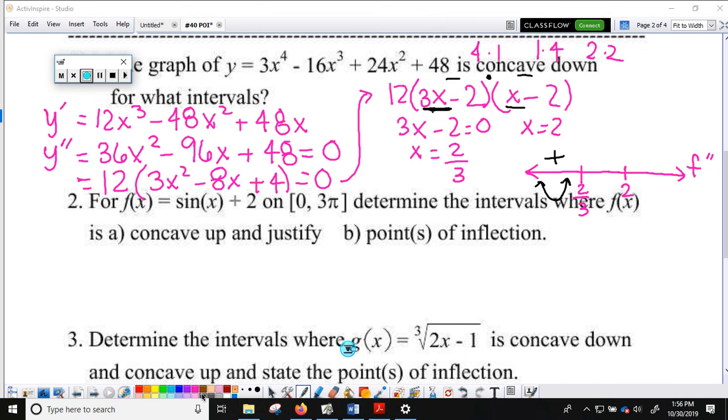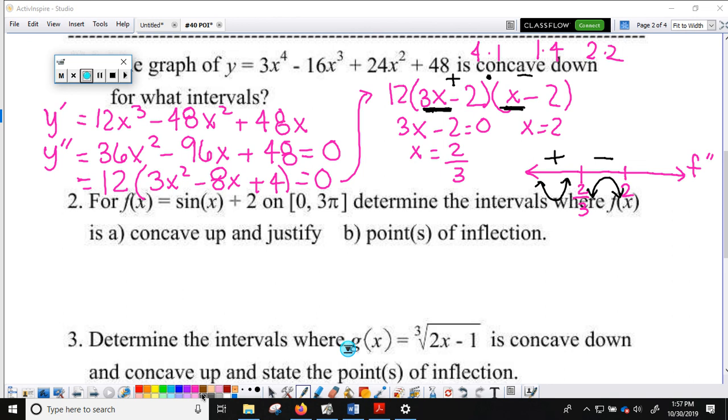Pick a point between 2/3 and 2. 1 is a convenient candidate. So plugging 1 in here, 3 times 1 minus 2 is positive. Plug 1 in here, 1 minus 2 is negative. A positive times a negative gives me a negative. So since our second derivative is negative, f is concave down.